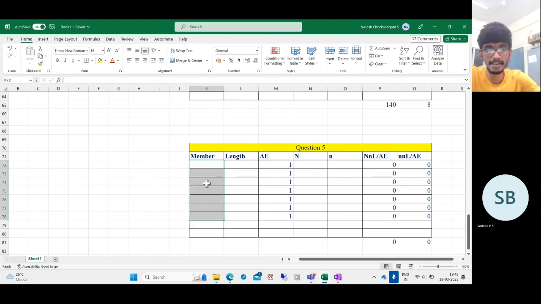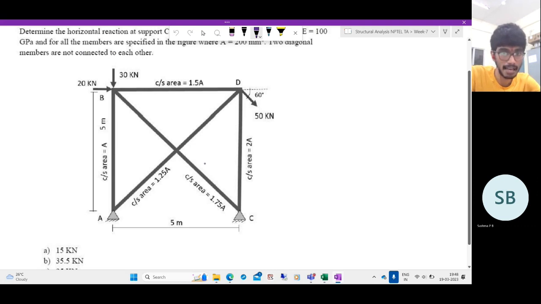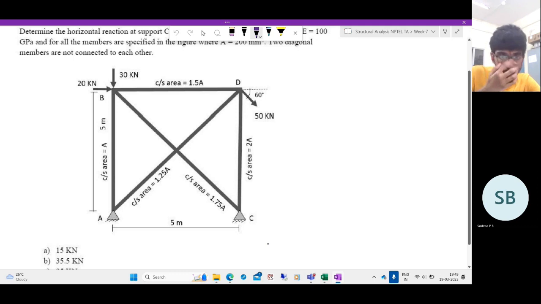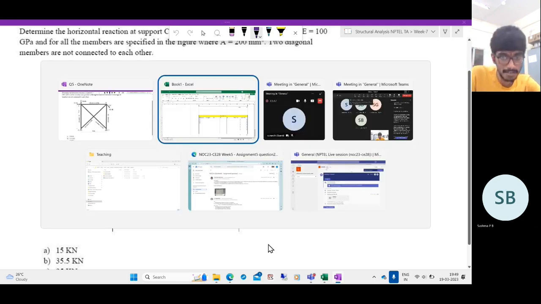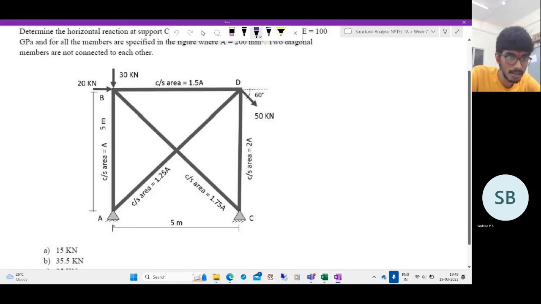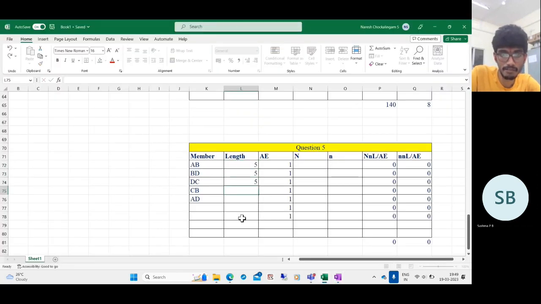Let us fill in the given data. What are the members? First AB, BD, DC. So we'll have AB, BD, DC, then CB and AD. AB, BD, DC all have the same length, which is 5 meters. This is 5, 5, 5.